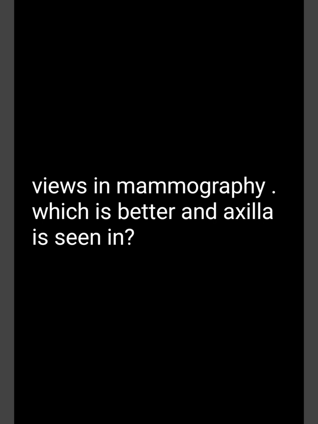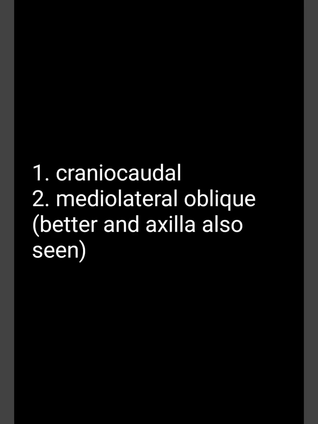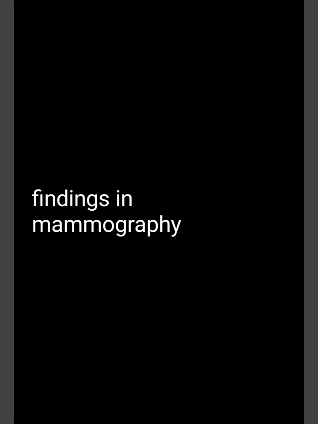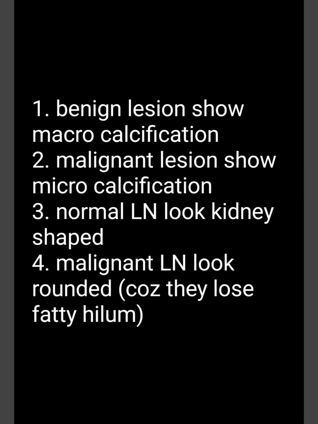Views in mammography. Which is better, in which axilla is seen? 1. Craniocaudal. 2. Mediolateral oblique, better, in which axilla is also seen. Findings in mammography. 1. Benign lesion shows macrocalcification. 2. Malignant lesion shows microcalcification. 3. Normal lymph node looks kidney-shaped. 4. Malignant lymph node looks rounded because it loses the fatty hilum.